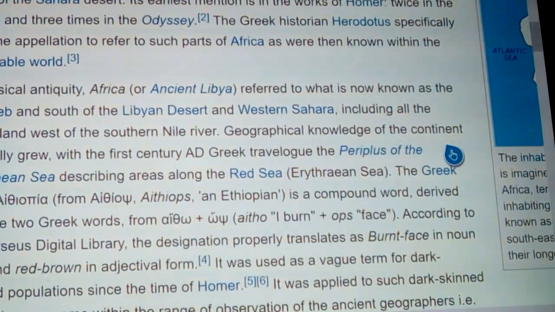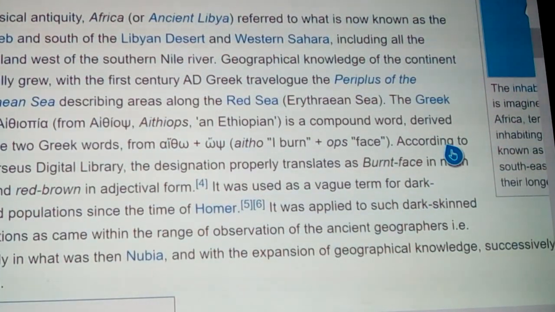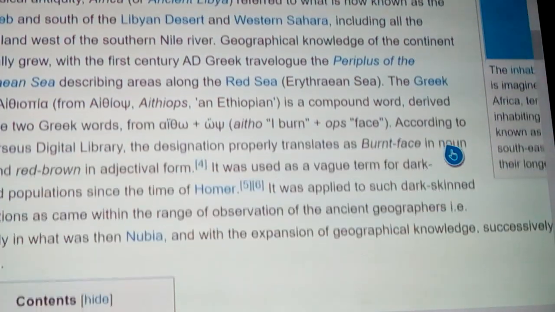In classic antiquity, the Libyan desert in the western Sahara is known as that, including desert land west of the southern Nile River. Geographically, knowledge of the continent gradually grew, though, and with the 1st century A.D. Greek travelogue, the Periplus of the Erythraean Sea, describing areas along the Red Sea, or what they called the Erythraean Sea then, which is actually really not that, but all the way out in the Gulf. The Greek's name was Ethiops, or an Ethiopian.